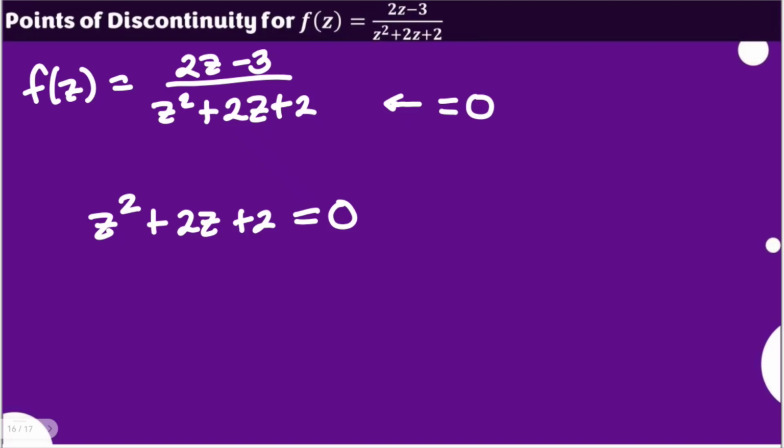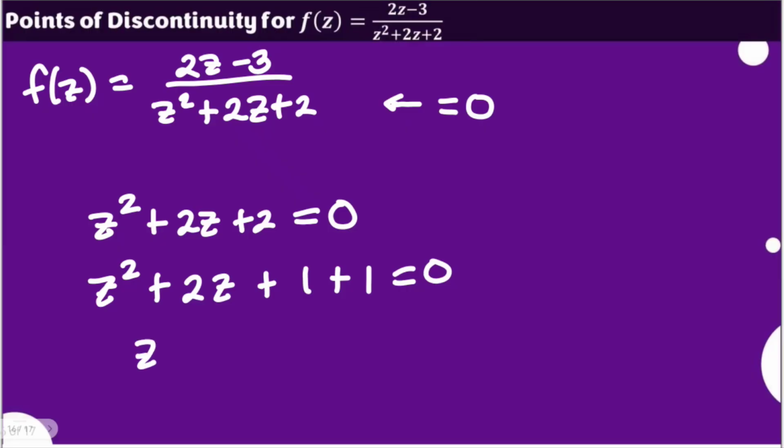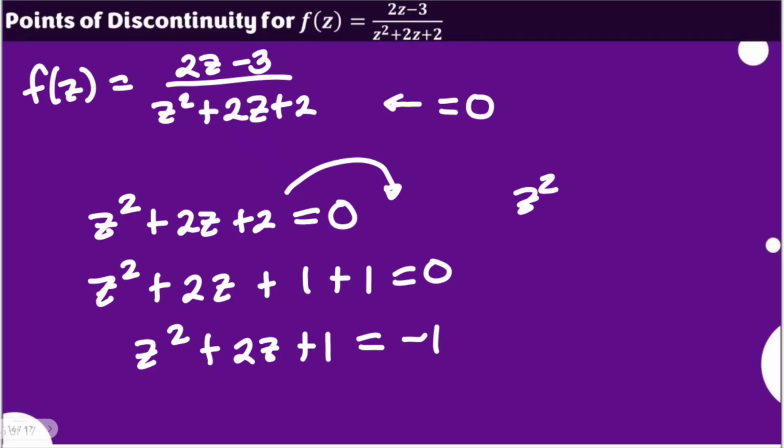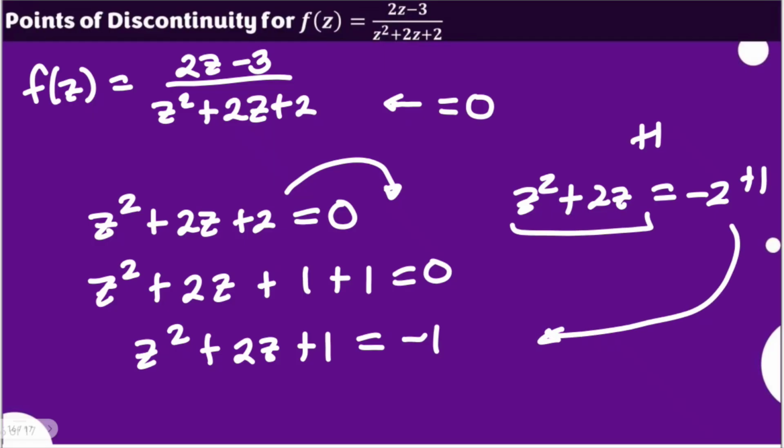Now, of course, this is a quadratic expression or equation. We can actually use all the methods. You can even use the quadratic formula, or in this case, allow me to use completing the square. So allow me to have z squared plus 2z, breaking the 2 into 1 plus 1, so that I could place the 1 on the other side. You have z squared plus 2z plus 1 equal to negative 1. Completing the square means z squared plus 2z is equal to negative 2, but you'll be adding 1 to make this a quadratic trinomial, so adding 1 here would result to negative 1, a similar thing.